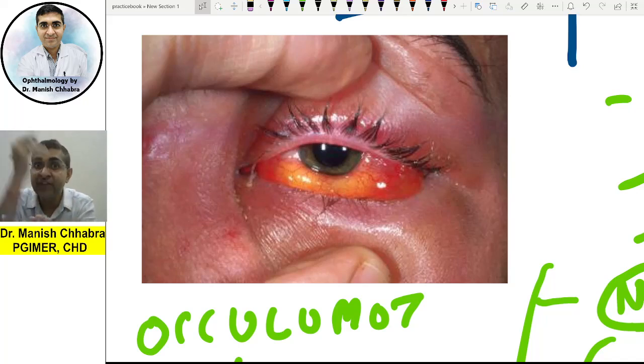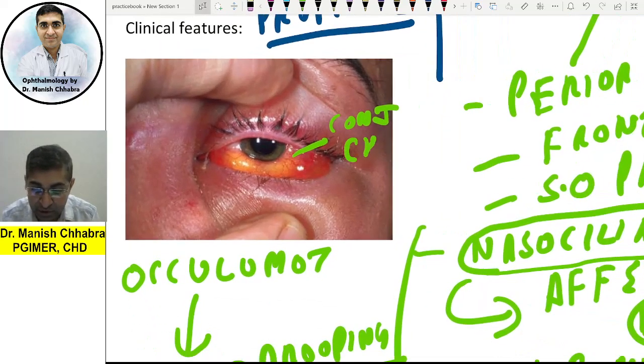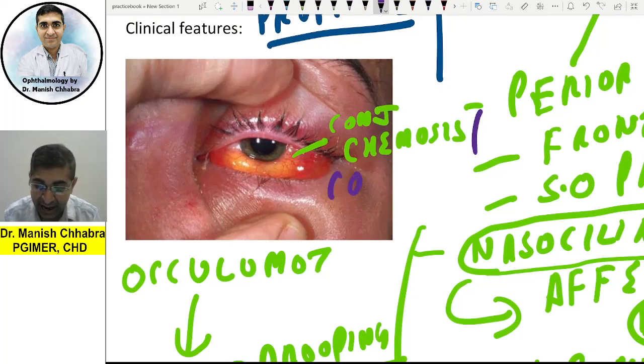That means the veins will get compressed first as compared to the artery. That means the artery is pumping the blood, but the vein is not able to drain the blood. As a result, the extra blood which will get collected will reflect upon the conjunctiva. What is this? This is your conjunctival chemosis and congestion. Is it understandable?